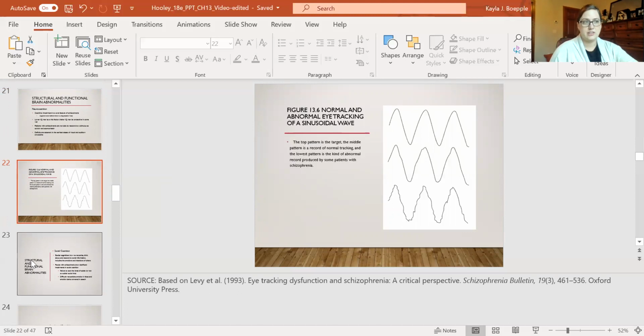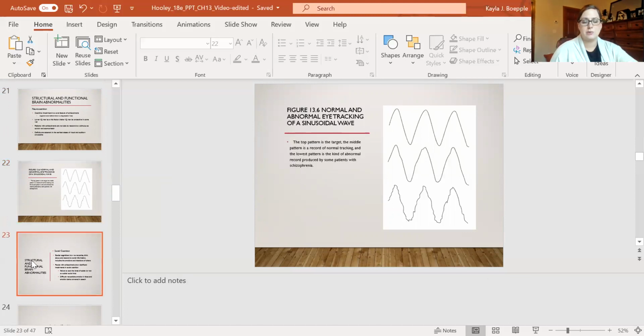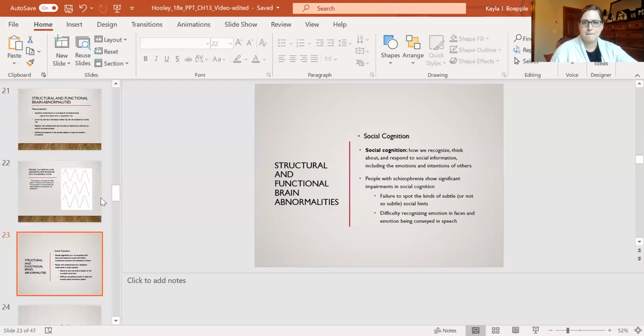Take a look at that if you're interested in eye tracking and what that looks like in a normal patient and then one that has schizophrenia.